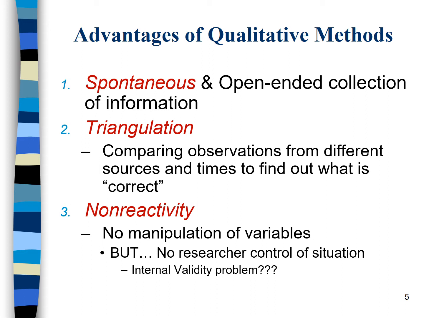Triangulation is when we compare observations from different sources and times to find out what is, quote unquote, correct. I put that word correct in quotes because of the focus of phenomenology in qualitative research. So with our coffee shop example, there's some mom and pop coffee shop on a corner of 4th Street or something like that in Long Beach. And I go, what makes this place so popular?